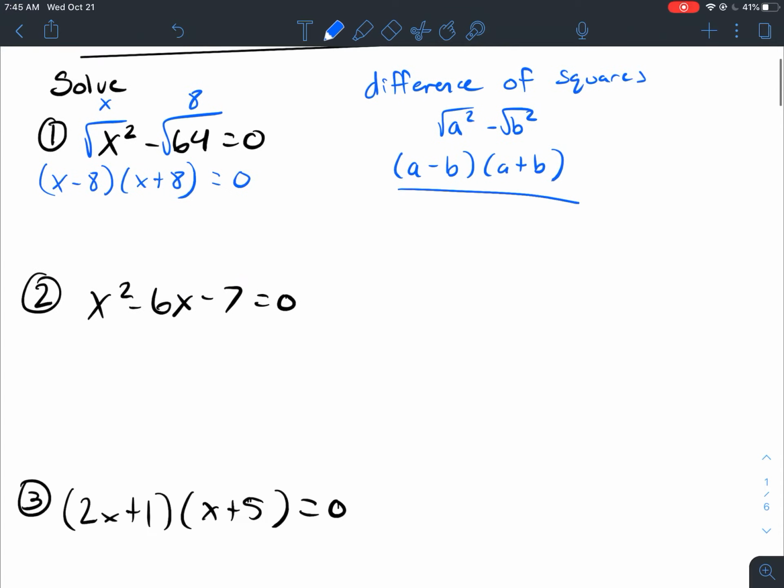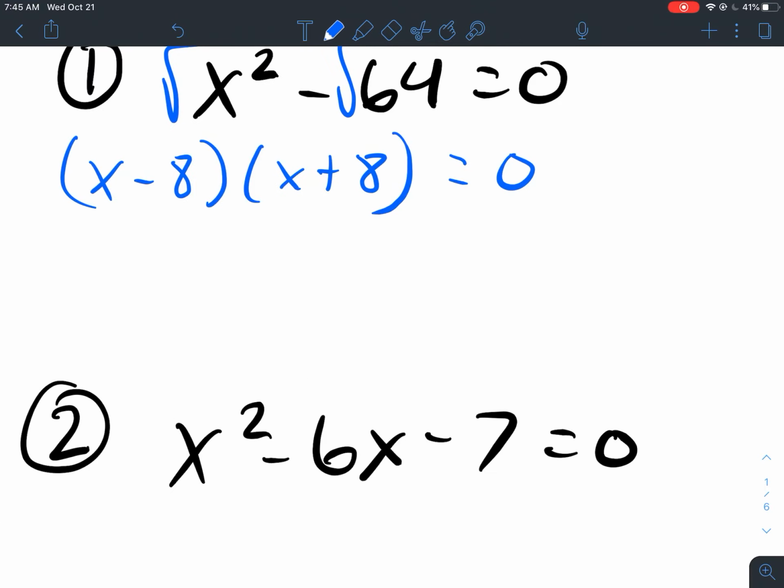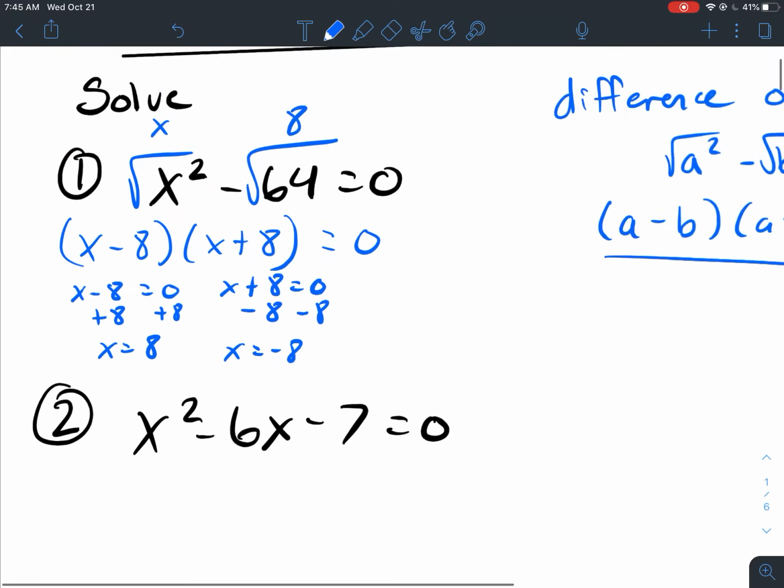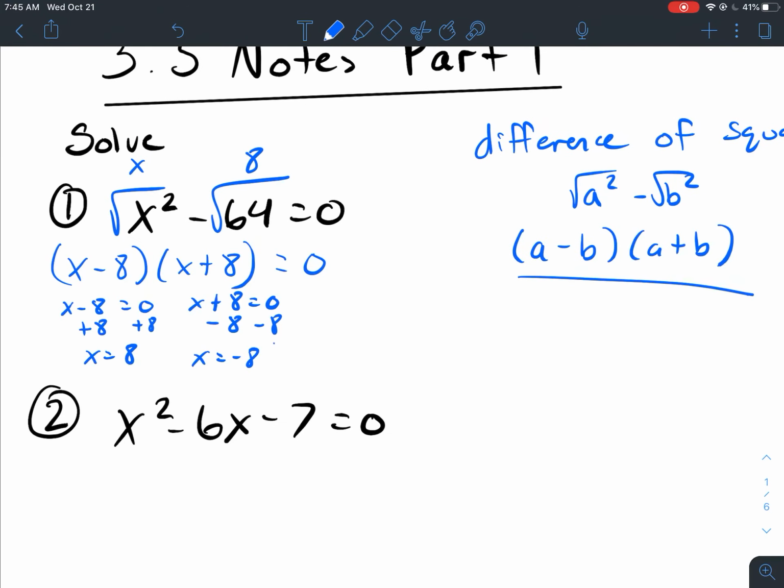Then I'm going to take my factors and set each of them equal to 0. Once something is completely factored, you can solve it by setting it equal to 0. So we're going to do x minus 8 equals 0 and x plus 8 equals 0. We solve and we get x equals 8, x equals negative 8. So the solutions here would be x equals 8 and x equals negative 8.